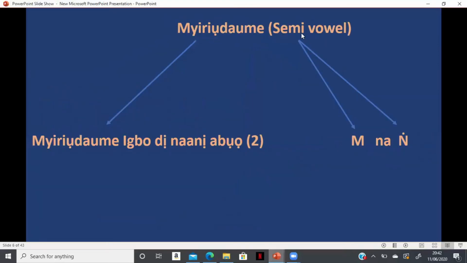Myiri Odaume, semi-vowel. Here tells you that we only have 2 semi-vowels in Igbo language, and they are me, na ni. 2 means in Igbo language, abụọ.